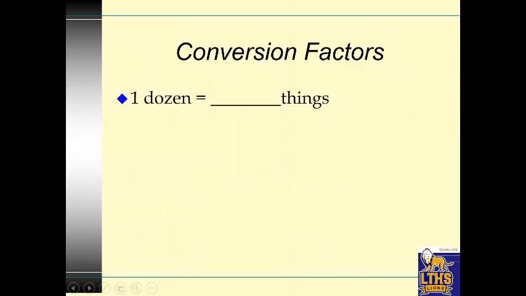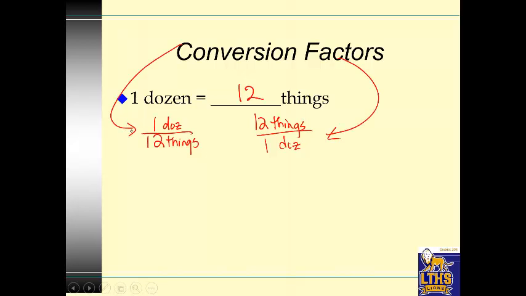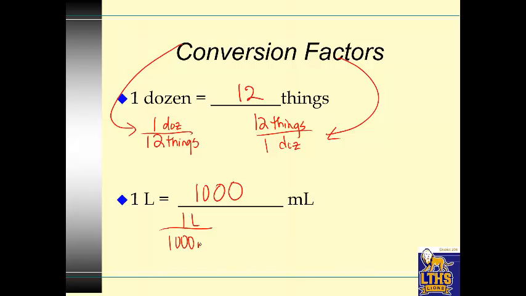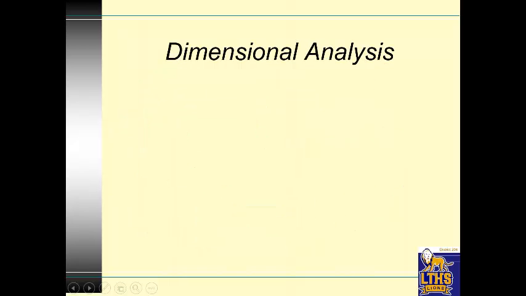Okay, so if you have a dozen things, you'll have 12 things. So we can write 2 conversion factors for that. We can say 1 dozen for every 12 things, or we could say 12 things for every 1 dozen. Okay, so these are called conversion factors, and it uses the equality. It has to be true. And we talked about this one on the other page. So 1 liter equals 1,000 milliliters. So there's 2 conversion factors you can write for this. And you have to be able to take any equality and turn it into a conversion factor to do dimensional analysis.